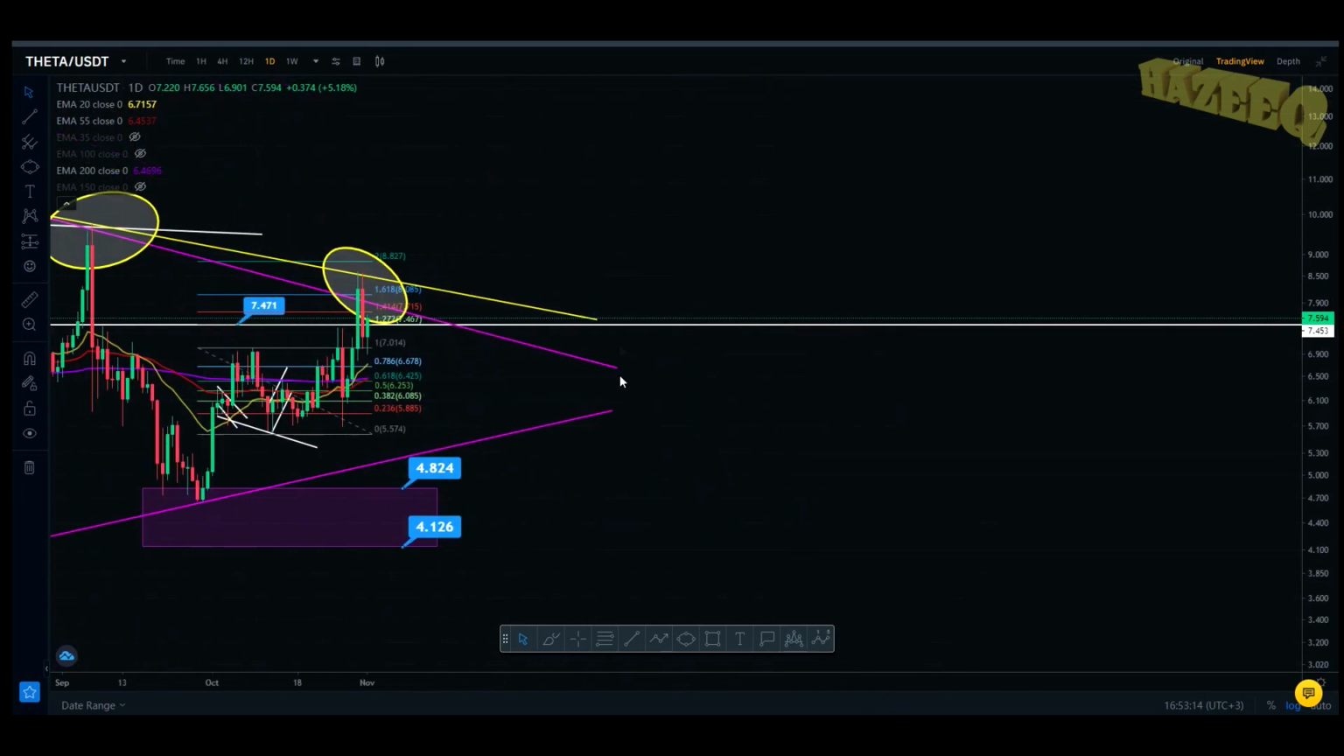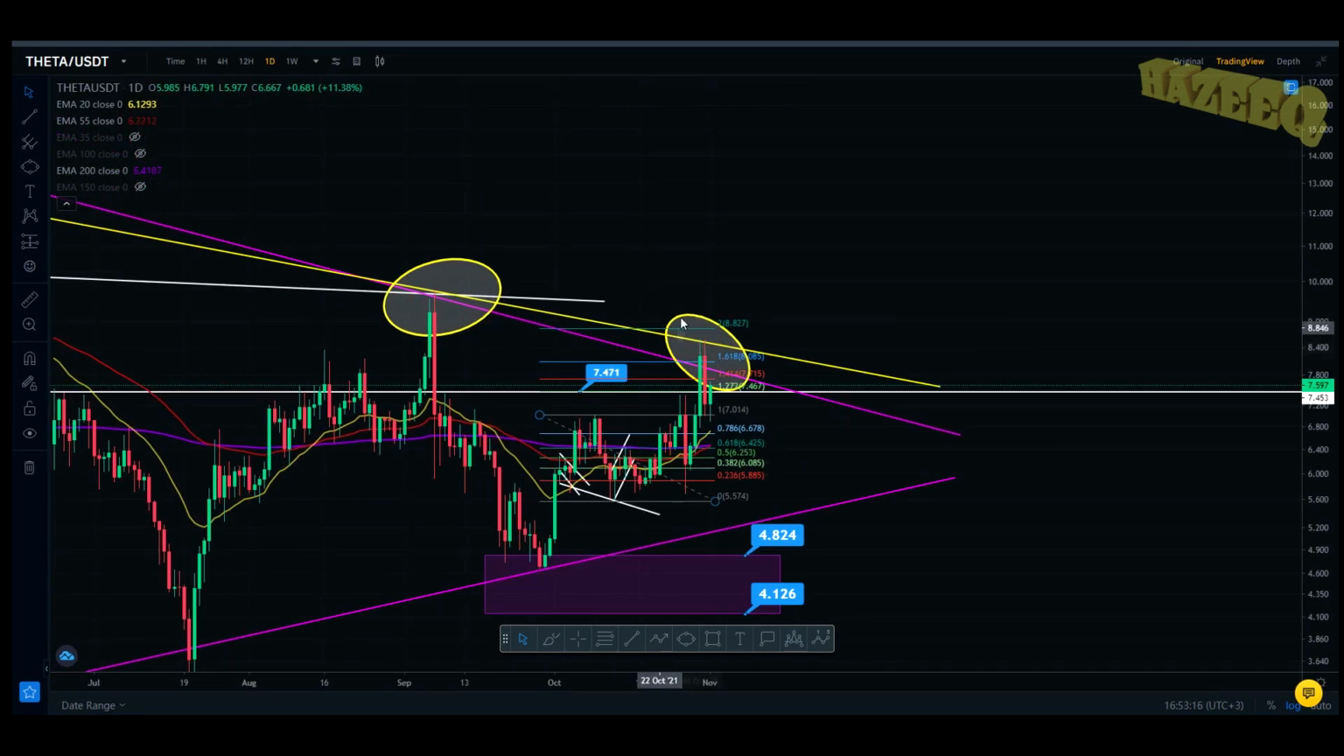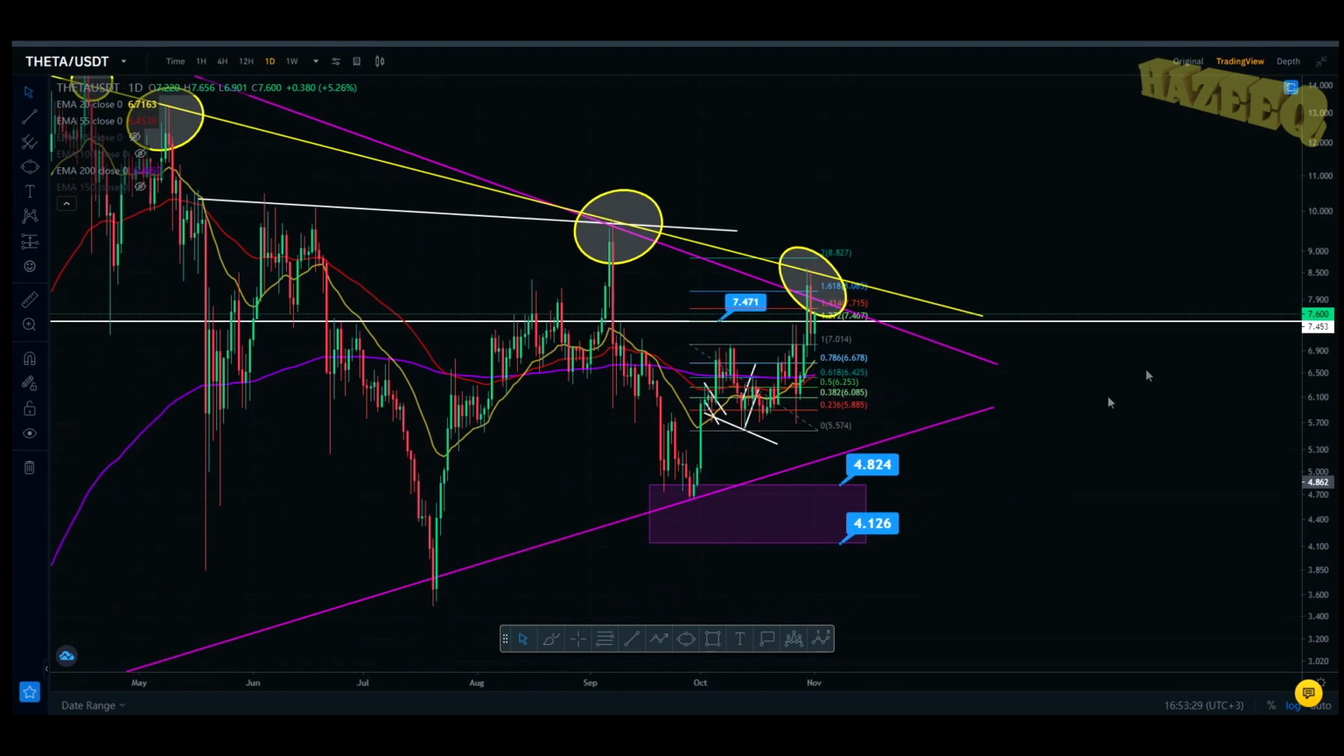What happened is we broke above the pink line, we got rejected from the yellow line, and now we're back below the pink line. So we're holding support at $7.47. If we go any lower, then $7 would be a very, very nice place to put some buy orders in.